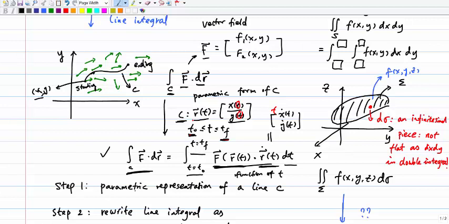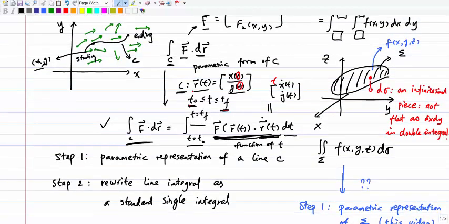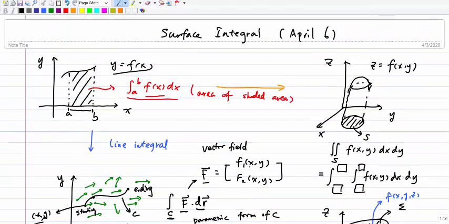Okay, so that's the reason why we do the parametric representation of the line. Once we do that, we can rewrite the line integral into a standard single-variable integral. Now we can solve for that. Now let's go back to see what the surface integral is.